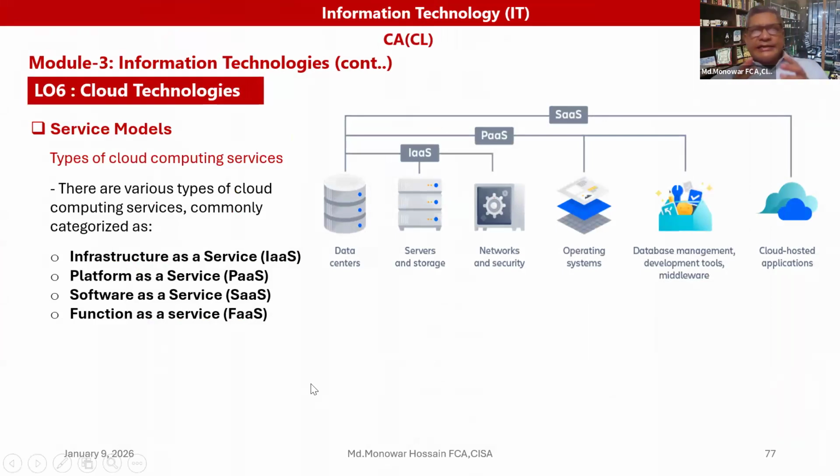Now, cloud computing has different types of service. This way we can categorize the various types of service, commonly infrastructure as a service, platform as a service, software as a service, commonly known as IaaS, PaaS, SaaS, and function as a service, FaaS.